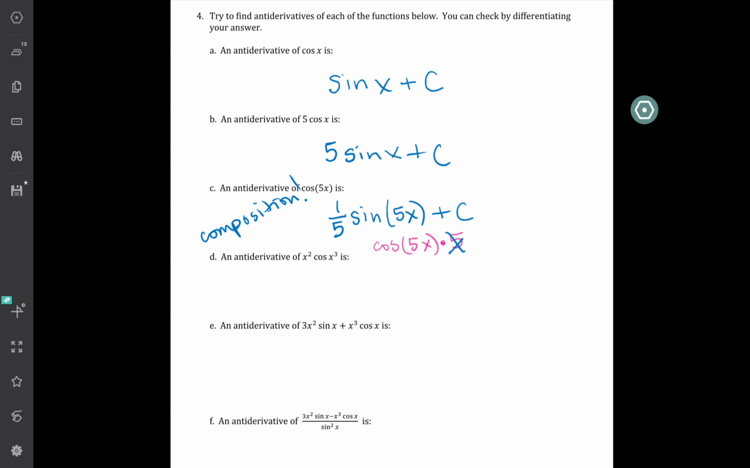Again, I'm asking you to guess your way out of harder things here, but mostly we're going to save that up until we get to the next chapter. So if I'm looking at this x squared cosine x cubed, that's a product, and we don't have a way to reverse a product rule right now, but this is a very specific sort of product. Notice that I'm taking the cosine of x cubed and I'm multiplying by an x squared, and give or take a coefficient, the derivative of x cubed involves an x squared, right?